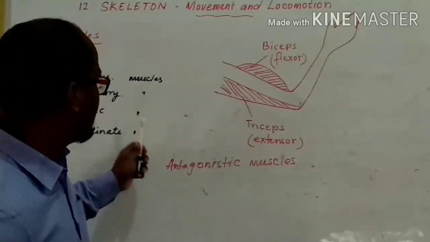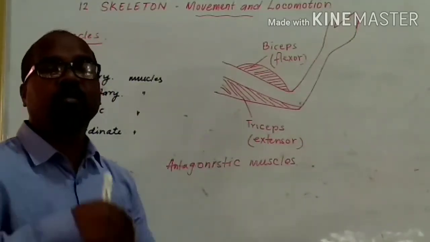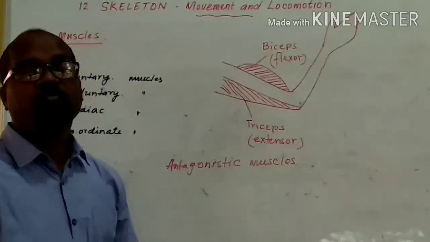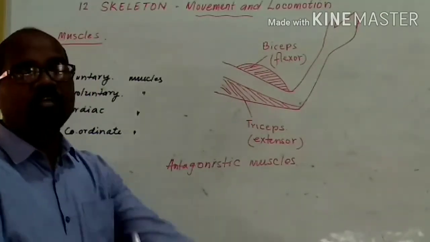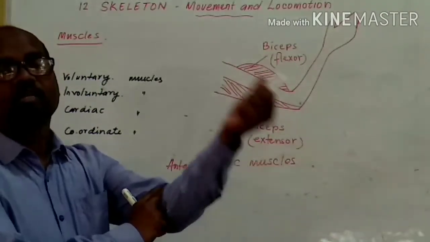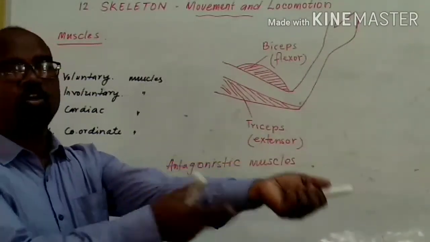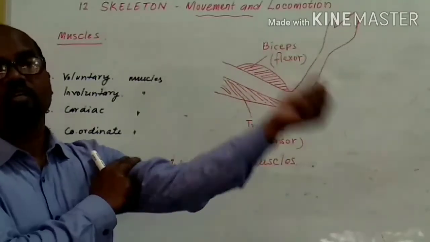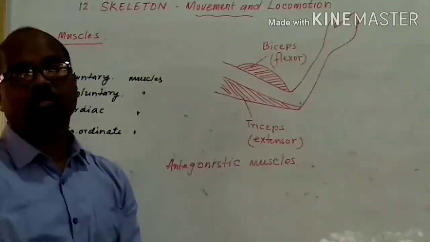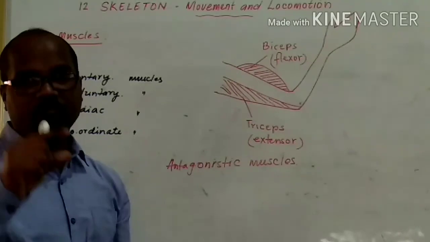And joints work in a lever form. In physics you learn fulcrum, load and effort. That is the mechanism in the joints when they allow movement. Fulcrum is here, load is here, effort is here. This is how they work, that mechanism of leverage.